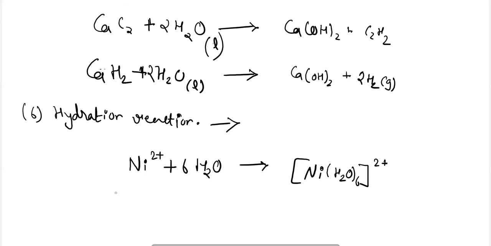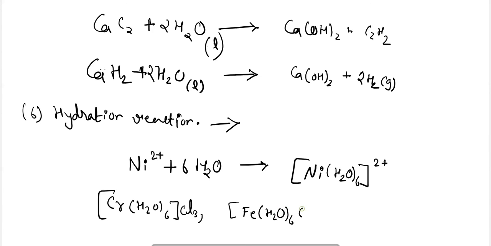Okay, similarly, chromium hydrate, iron hydrate, etc. are examples of the hydrate salts which are formed by the metals. And this type of nature of water is termed as hydration property. Okay, hydration reaction of water.